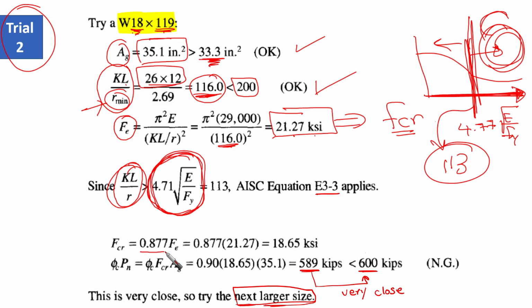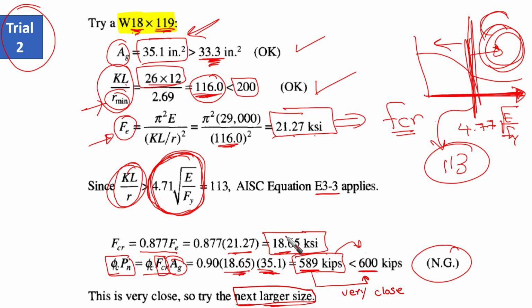So we're going to use 0.877 Fe. Fe we have already calculated before. Then we are going to obtain Fcr equal to 18.65. The available strength in this case is going to be phi_c times Pn, which is phi_c times Fcr that we have obtained, which is 18.65, times area gross that we have already calculated before, and it gives 589 kips. Very close, right? It's very close to our original ultimate load. But still it's not good, though very close.